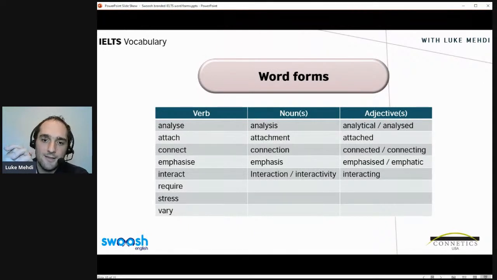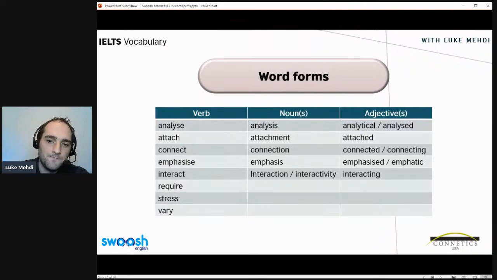Yes, brilliant, Alice. That is missing from our list here. Very good. Interactive, definitely. Take off the ING, add on a VE: interactive, like interactive entertainment. As I said, this list isn't totally complete, but we do have some of the common ones.